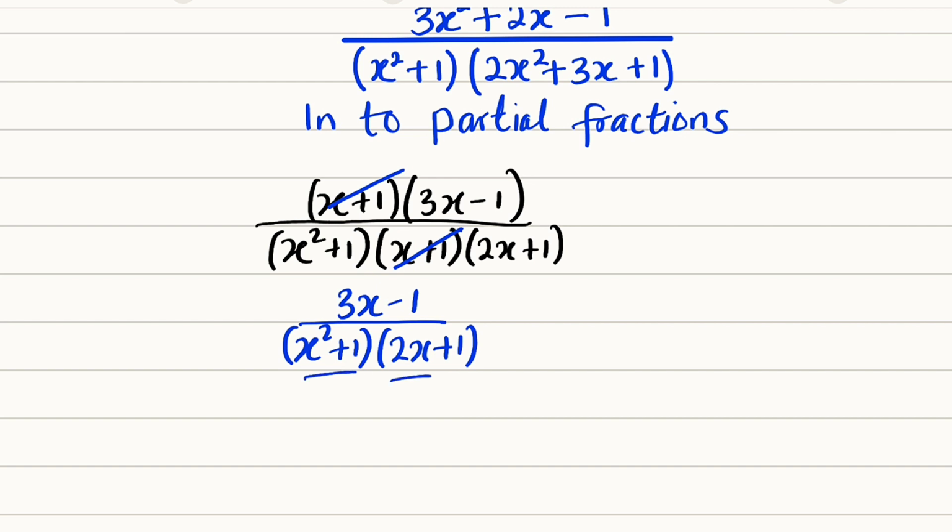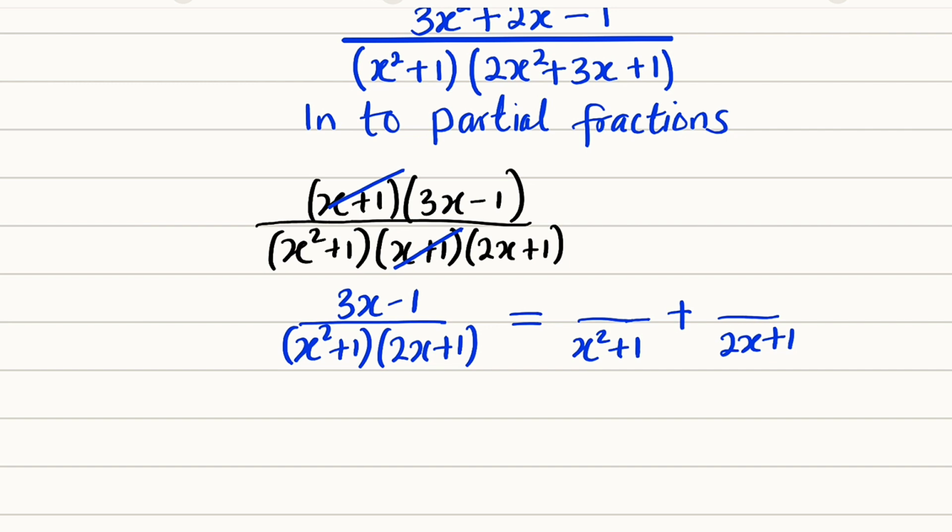Because we have only two factors, we are going to obtain two fractions. So this is equal to the first fraction plus the second one. The first fraction will contain its denominator as the first factor here, which is x squared plus 1. And the other one is 2x plus 1.